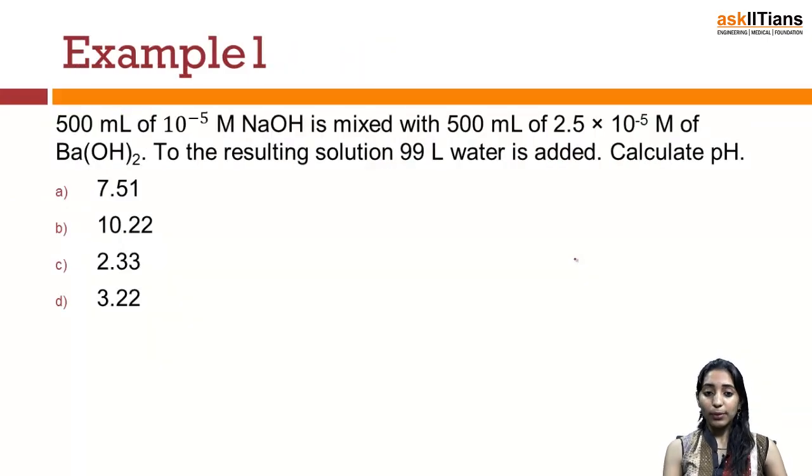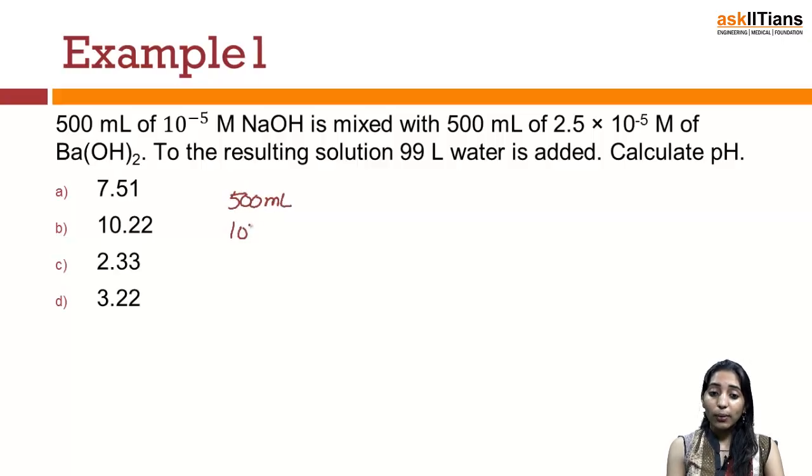Let's come over to example number 1, which says that 500 ml of 10 to the power minus 5 molar NaOH solution is mixed with 500 ml of 2.5 into 10 to the power minus 5 molar Ba(OH)2 solution. To the resulting solution, you have added 99 liters of water and we are asked to calculate what will be the pH of the solution. So let's take into account one by one.